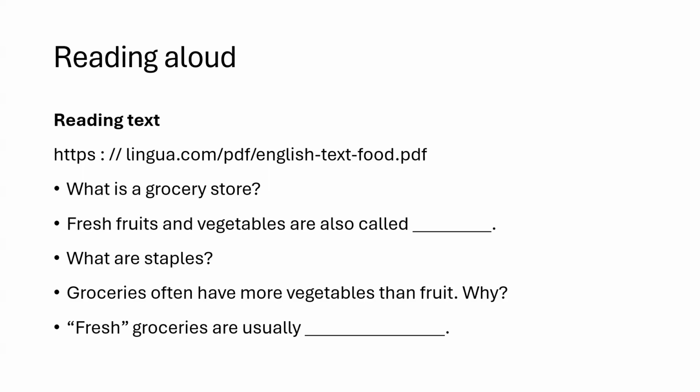So the reason for that is that fruit ripens very quickly. And if the grocery store puts out a lot of fruit in one day, most of that fruit will ripen to the point where it's not sellable anymore. So the grocery stores like to put out less fruit per day so that it doesn't spoil quickly.